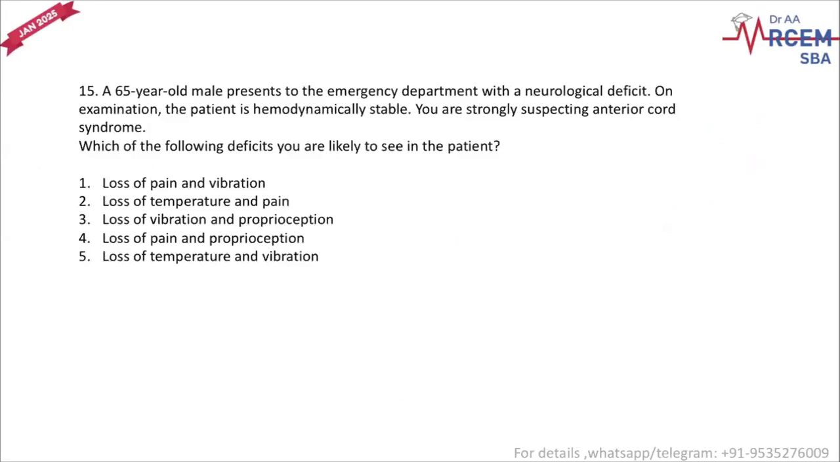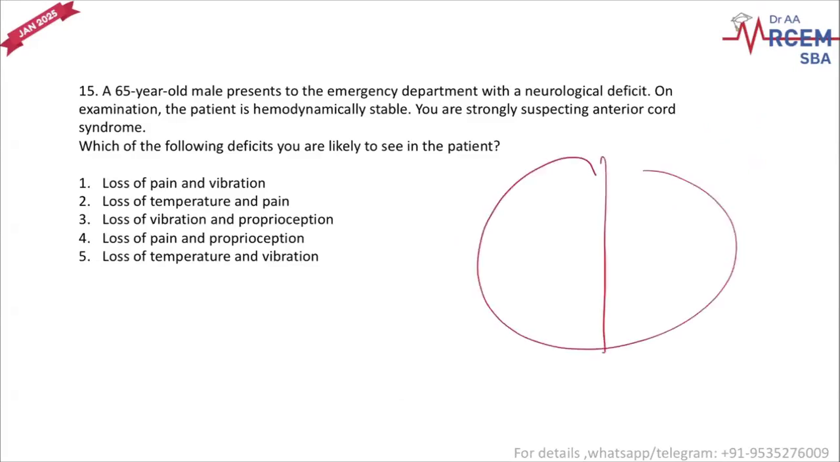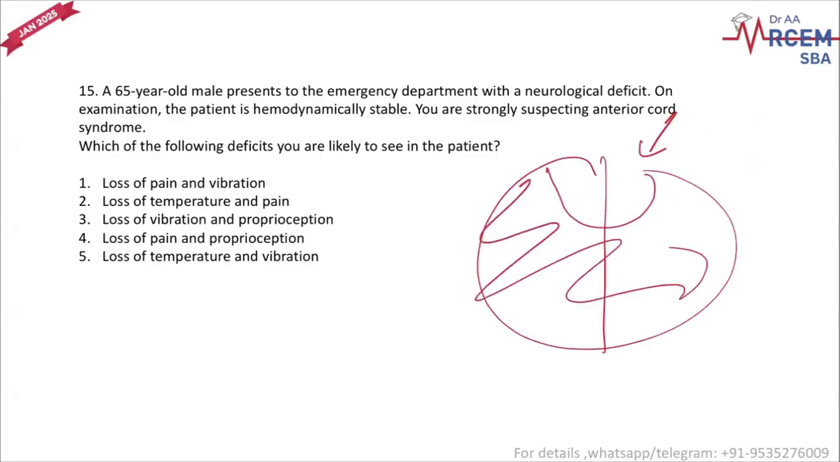A 65 years old male presents to the ED with a neurological deficit. On examination, the patient is stable. You are strongly suspecting an anterior cord syndrome. Which one of the following deficits are you likely to see in the patient? Anterior cord syndrome kind of preserves the dorsal column. The rest of the part will get affected.